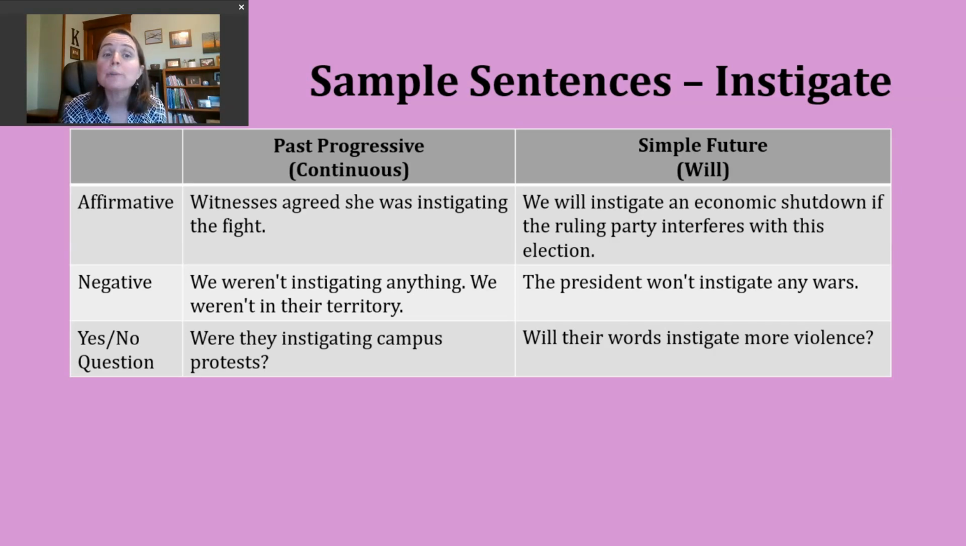Now, if you want to make a negative past progressive sentence, again, you pay attention to your subject. Then you'll use either was not and then the ing form of the verb, or were not and then the ing form of the verb. You might also encounter the contraction form, so wasn't and weren't. Let's look at another example.